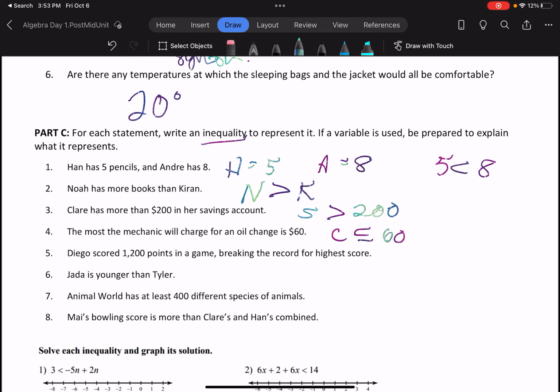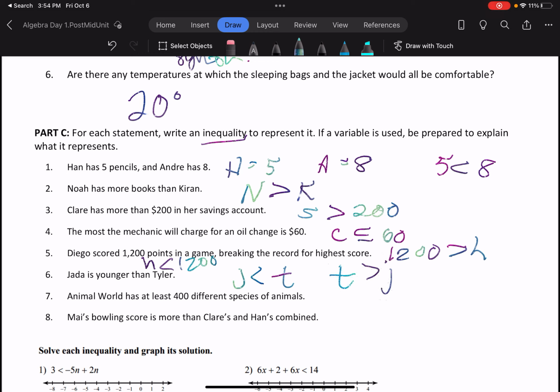Diego scored 1,200 points in a game, breaking the record for highest score. All right, so if he scored 1,200 points and that was the highest ever score, that is not greater than or equal to, just greater than, because he beat the record, right? So greater than the highest score, for example. Or you could say the highest score is less than 1,200. Jada is younger than Tyler, so J is less than T. You could also say T is greater than J.